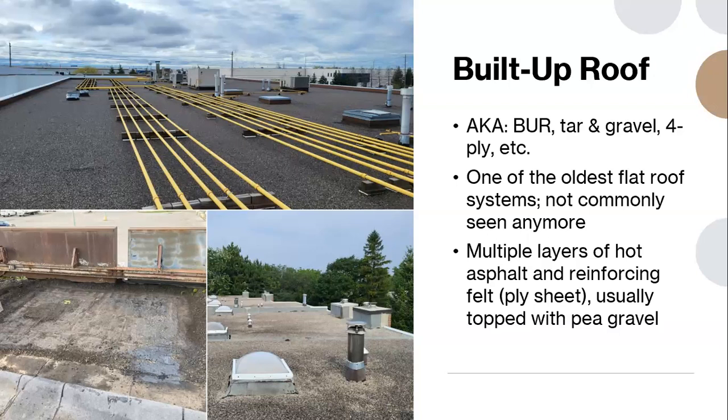However, over time, and again, because of changes in the chemical compounds, it's not as durable as it once was and isn't seen as regularly as some of the other roof systems. In this particular case, you have multiple layers of hot asphalt and reinforcing felt, also sometimes referred to as the ply sheet. And then on top of the membrane system, you would have very small pea gravel. So in the bottom here, this is just an example of when that pea gravel is swept back or spudded, so you can see the membrane layer below.